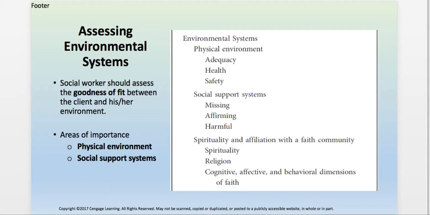If you have a poor client living in Flint, Michigan, with bad water, lead-laden pipes and those kinds of things. Does your client live in a high crime area, or in an area where services are readily available? Are there social support systems? Does the client subscribe to a spiritual life? As we've talked about elsewhere, spirituality and religion are very different things.